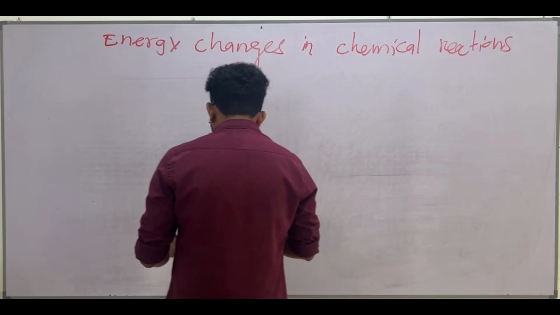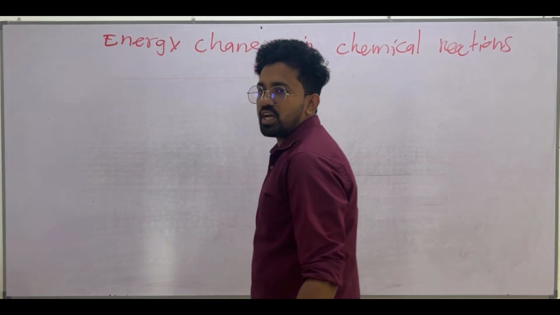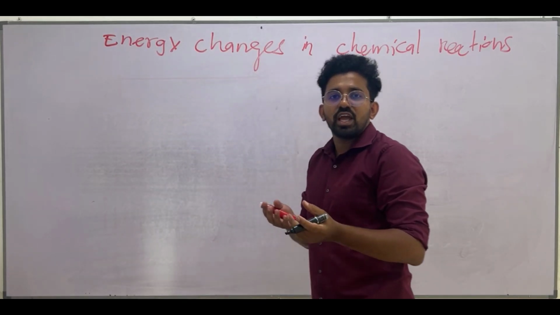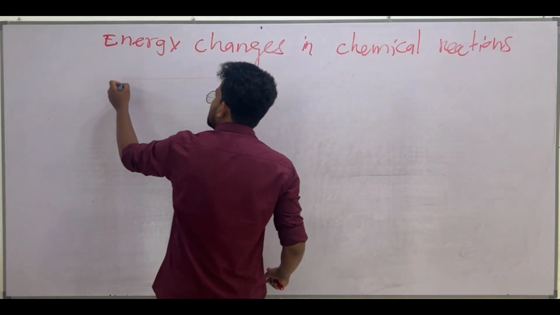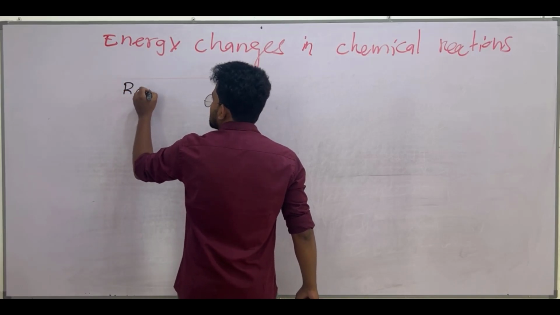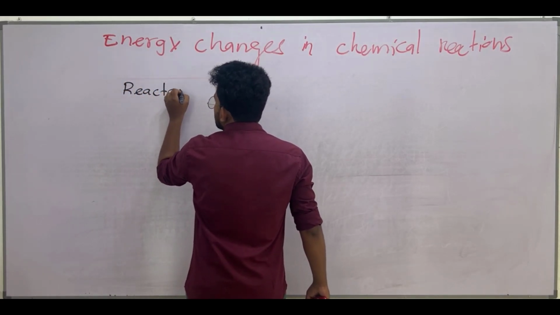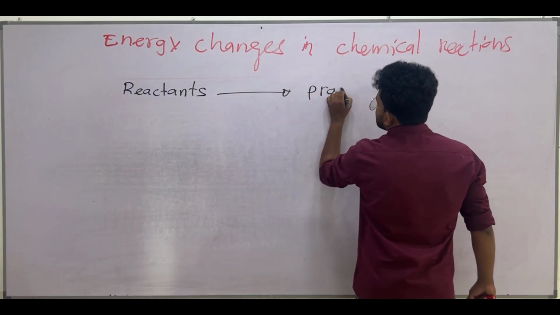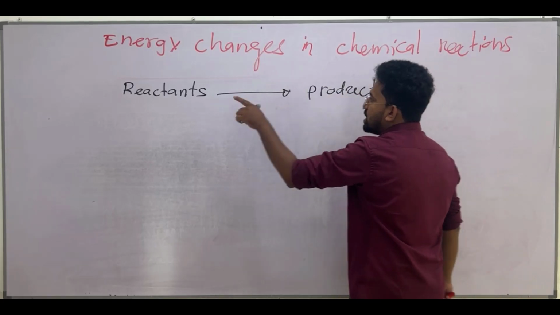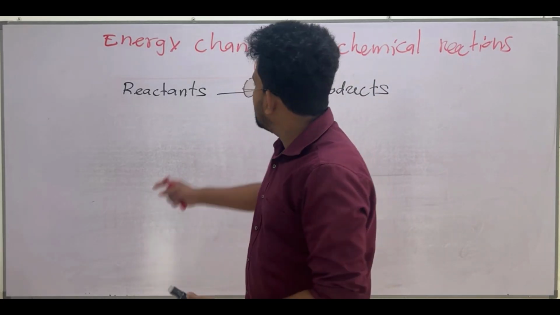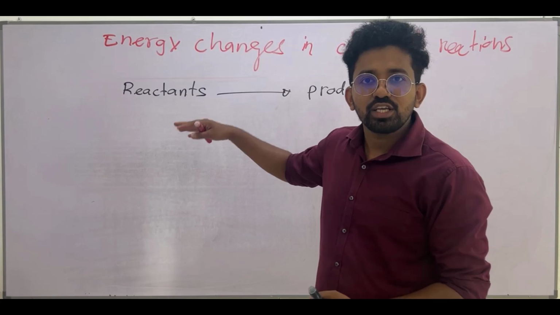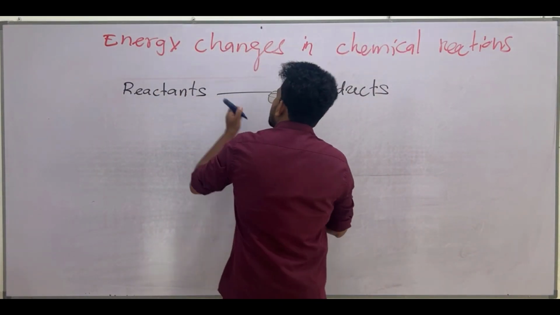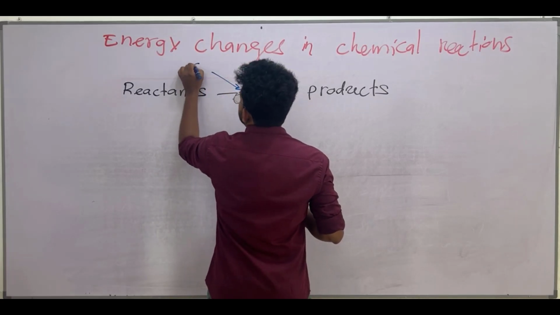First one is reactions that absorb energy. Normally what do we consider as a reaction? We consider there will be reactants, and they will convert to products. Reactants will convert to products. So this process we call a reaction. In some reactions, they will absorb energy.